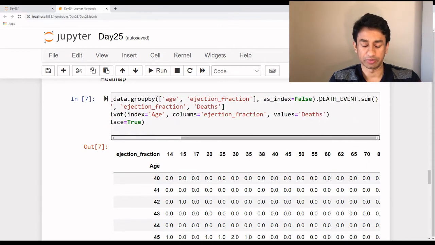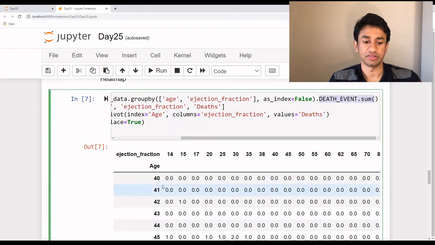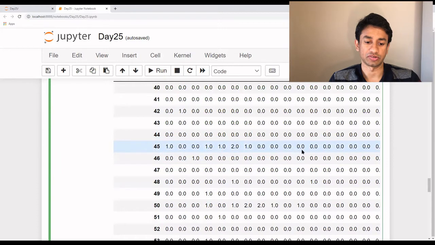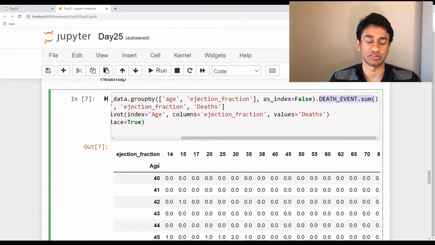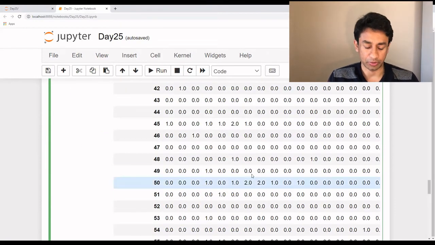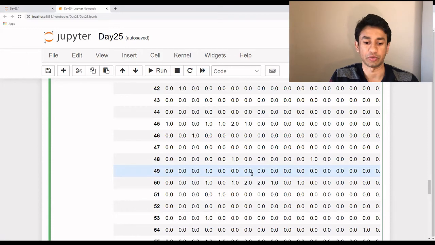And I'm doing a count on the death event, which means I'm going to print the number of people in each category. For example, for patients of age 42 with an ejection fraction of 15, one person died in this group. So I'm going to print all the patients who did not survive for each particular category. Now, as such, I'm not able to get any insight out of this data, because it has so many numbers and it's impossible for us to see or extract the pattern out of it.